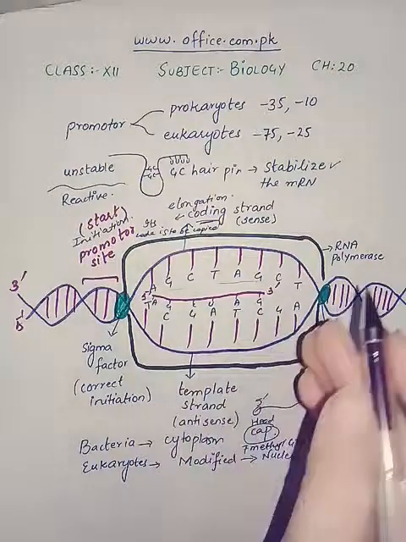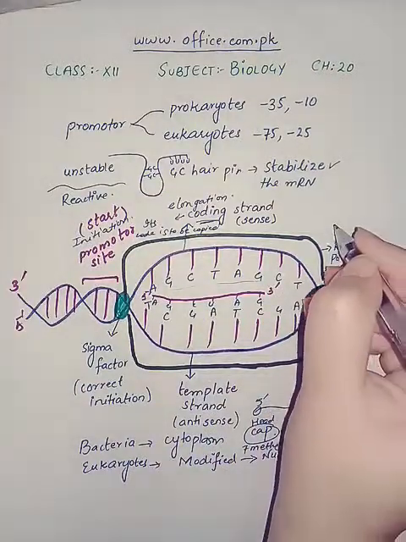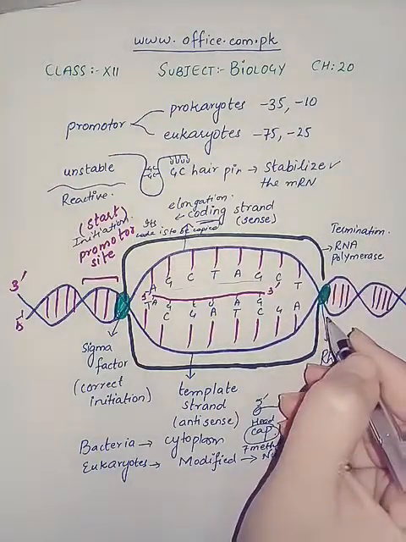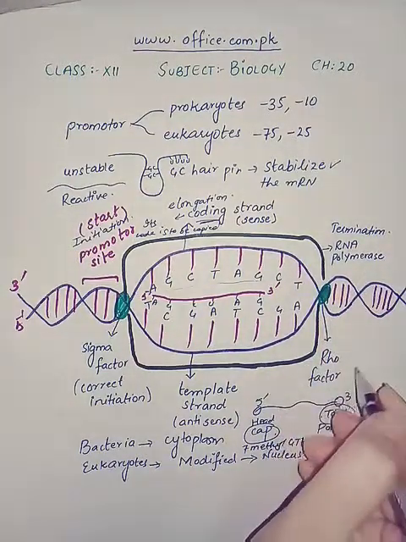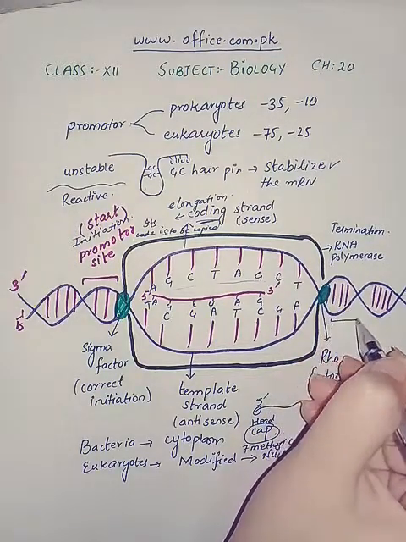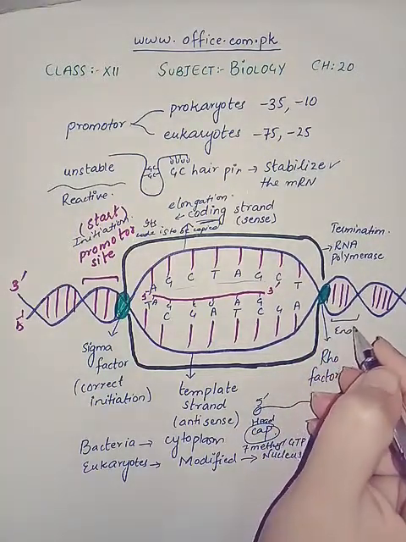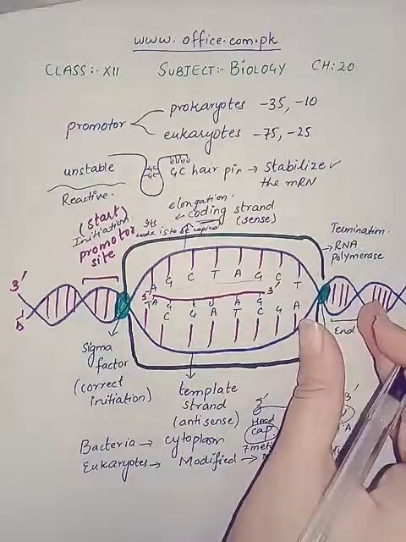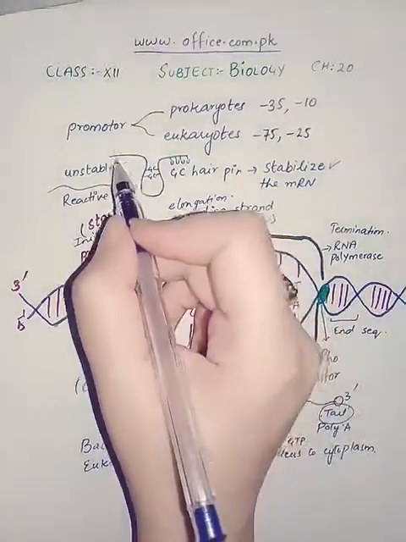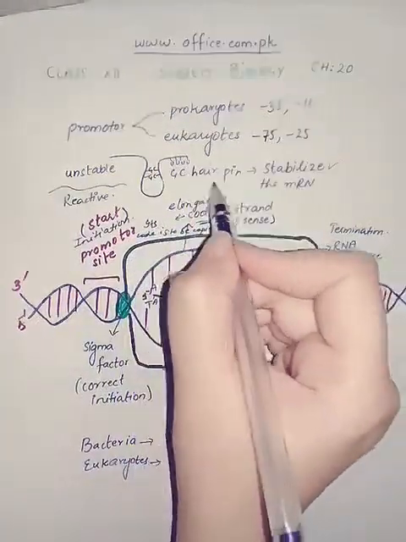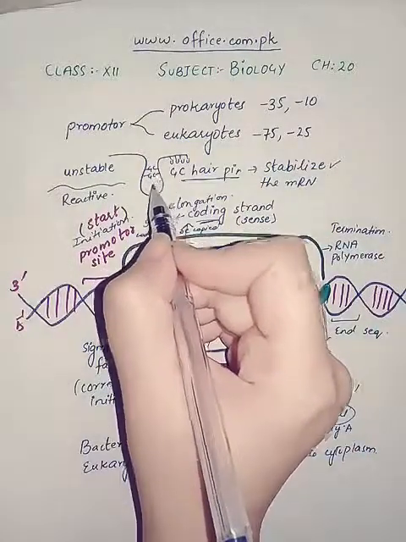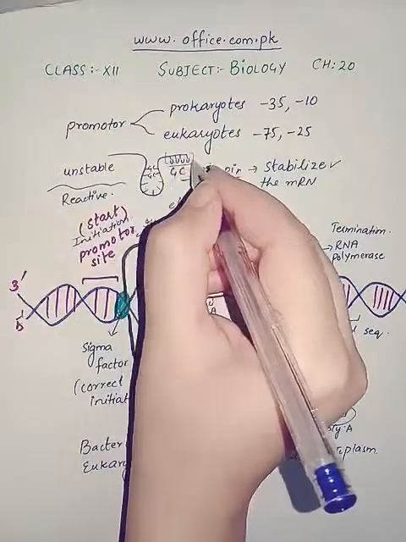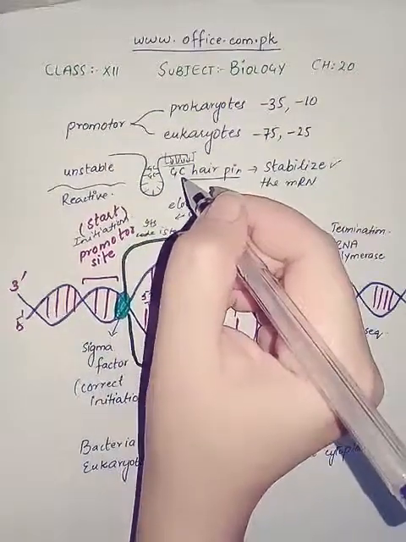messenger RNA. At the end, this is termination. Another factor, known as the Rho factor, when it is attached to this ending sequence, the whole process will be terminated. As soon as the process is terminated, the newly synthesized messenger RNA will take the shape of a GC hairpin with GC base pairs, which are then followed by AT base pairs. And at the end, there will be 4 or more uracil ribonucleotides.